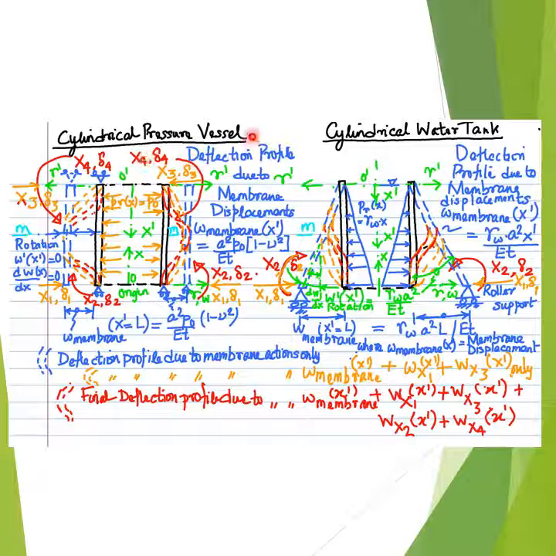On the other hand, in reality, the lower boundary of the thin cylindrical shell in case of the cylindrical water tank, that is the base of the thin cylindrical shell in case of the practical example of the cylindrical water tank, is restrained against radial displacement by the specified physical end restraint provided by the thick base slab that is given for the cylindrical water tank.